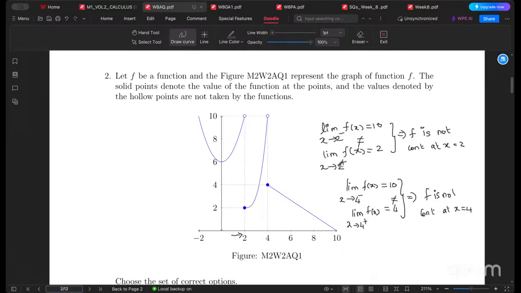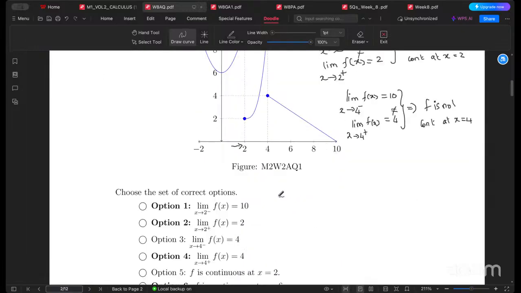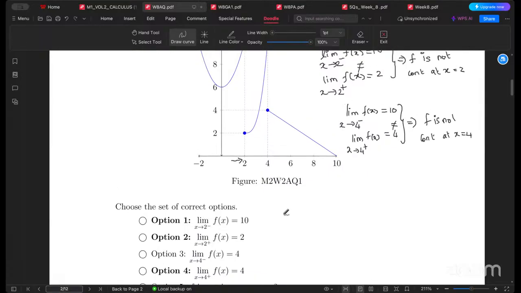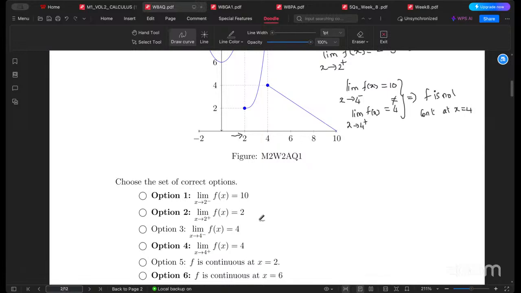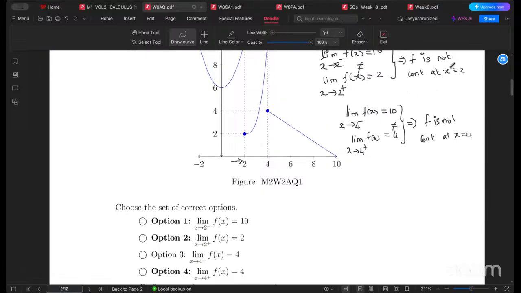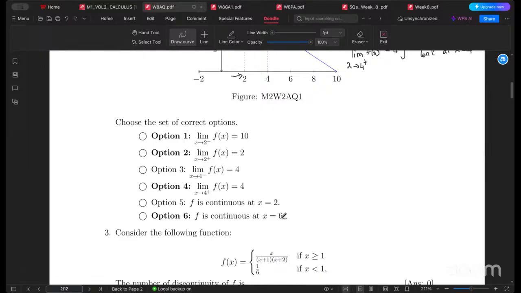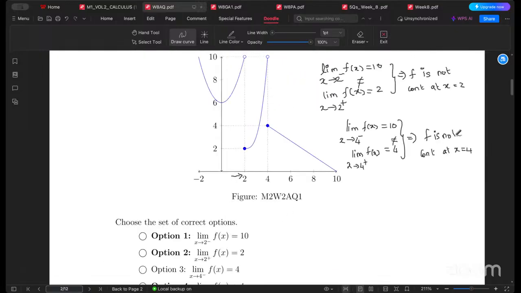Okay, so you see that in these places f is not continuous. Also we have seen about the limits. So now it is very easy to check these conditions. Limit x goes to 2 minus f of x is 10, 2 plus is 2, x goes to 4 minus is 10, so this is incorrect. 4 plus is 4, this is correct. f is continuous at x is equal to 2, that is incorrect. And f is continuous at x is equal to 6. Okay, at x is equal to 6, you have a very nice function. There is no discontinuity here, right?